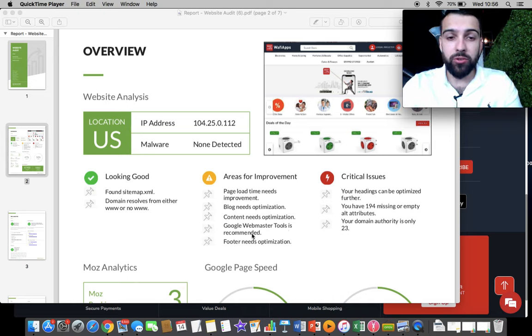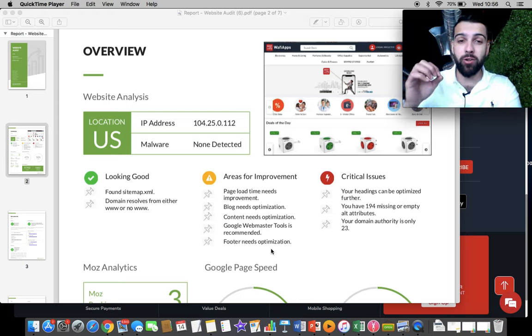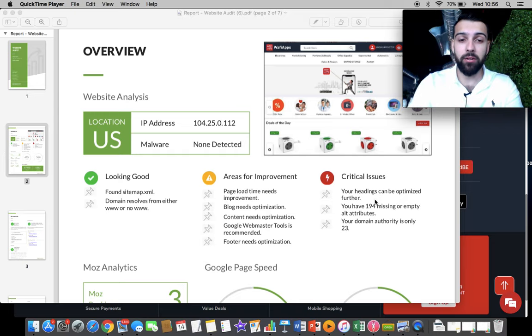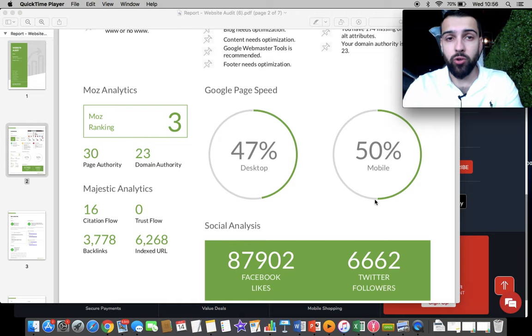Secondly, you need your Google Webmaster Tools, that has to be recommended, and your footer needs optimised. A lot of this is quite technical, so once again, you can pass this over to whoever looks after your website, or you can come to us. Now, you've got some critical issues here, such as the headings, which have to be optimised a bit further, and you've got 194 missing or empty alt attributes, which have to be fixed ASAP, and your domain authority is only 23. All these things will enhance your domain authority as well. We've also got an issue with your Google page speed, which is only running about 47%, which to be honest with you is quite low.